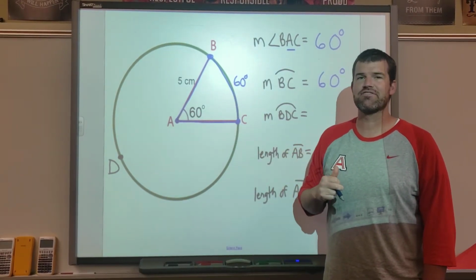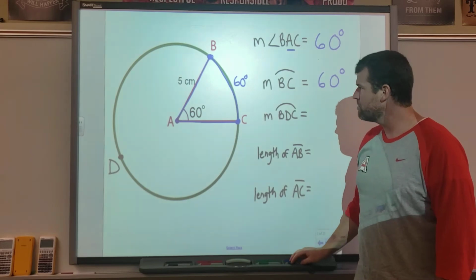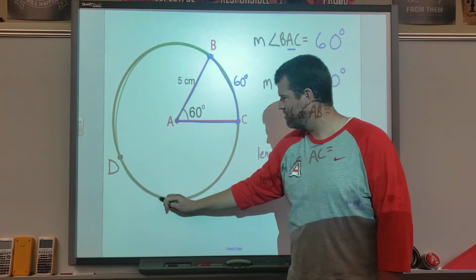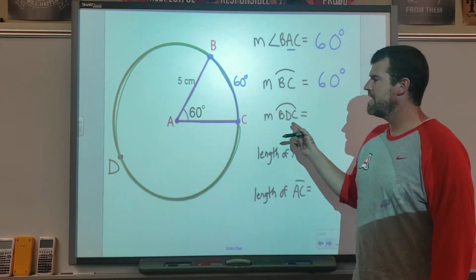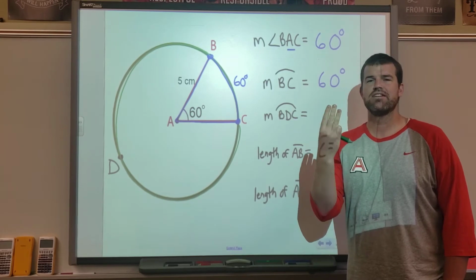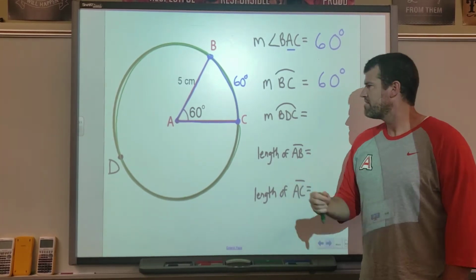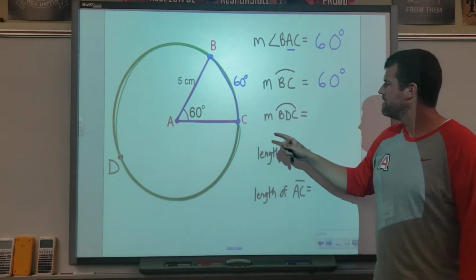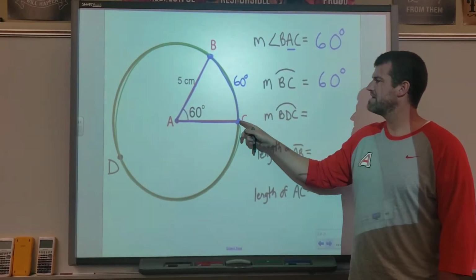It's less than half a circle. But if we go the long way around, right? If I go from B to C and I go all the way around, that is called a major arc. And we will use three letters to name a major arc. So we have the point that we started with, right? Point B. The point that we ended with, point C.